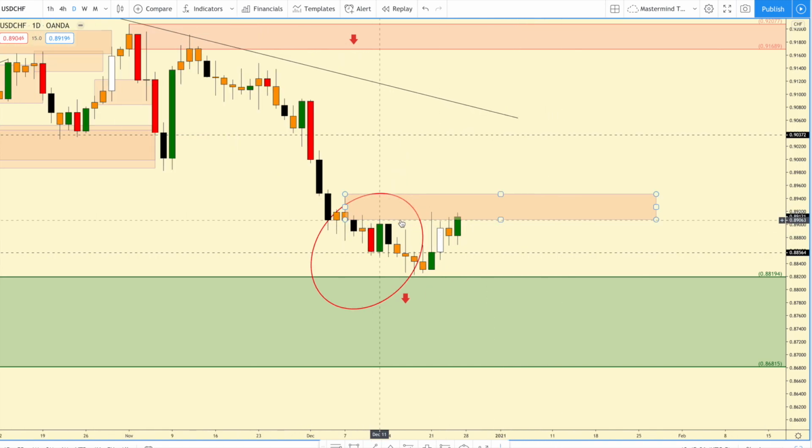Obviously this is not great supply. I would just basically call it selling. And the reason I have this is because this bigger zone was a monthly zone, and this daily was responsible for that. It kind of looks similar to the US dollar as well.